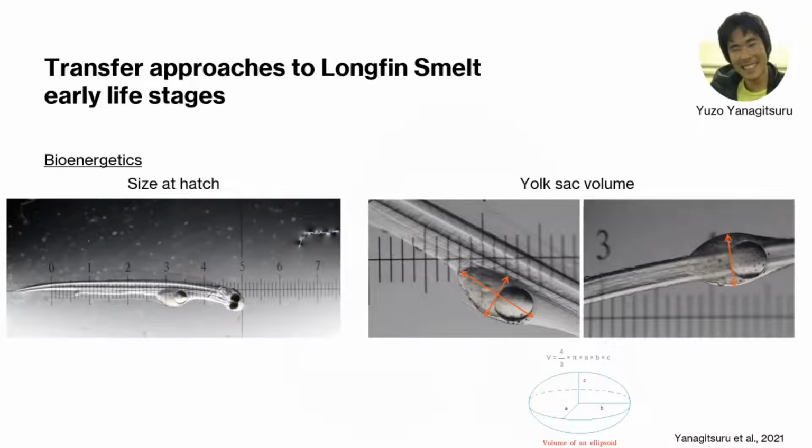To assess the effect of a stressor on bioenergetics, we can measure the size of the larvae and its yolk sac volume, which is a proxy for energy use over the first few days of life. Yuzo Yanagitsuru, who will also give a talk later, published a paper on Longfin Smelt with this method. Briefly, to measure the yolk sac volume, we take pictures of the yolk sac over different angles, measure the dimensions with a calibrated slide, and calculate the volume using the formula for an ellipsoid.